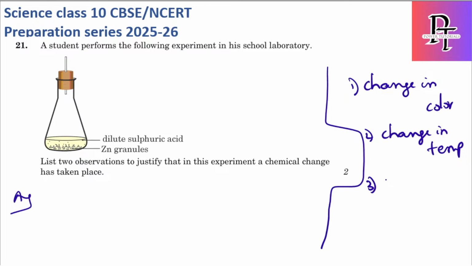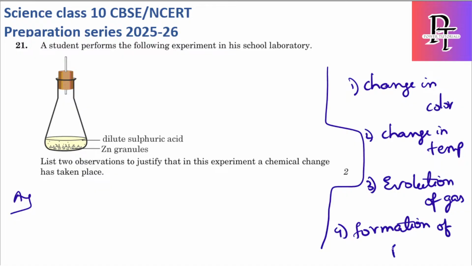And then we have evolution of gas. And the fourth one is formation of a precipitate. So among these 4, if at least one happens, then we can confirm that a chemical change has happened in this reaction. But for this question, we'll see what two things happen among these four to confirm that a chemical change has happened.